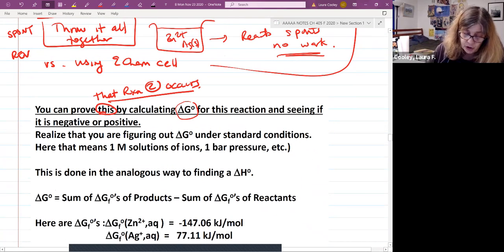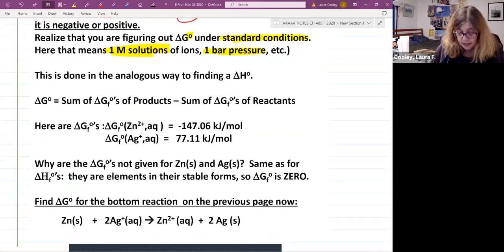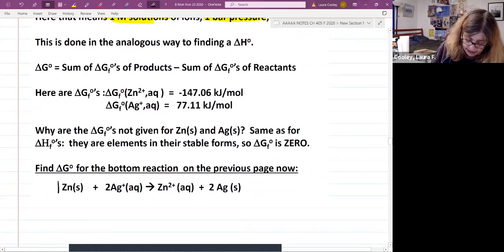And I feel I should mention that we are talking about standard conditions here whenever we have a little zero on the G. And standard conditions for gas phase reactions is everything is 1 bar pressure. But when you have solutions, it would be 1 molar solutions. That would be the standard concentration. So, all right, let's find the delta G zero for this reaction. So I've repeated the reaction here.